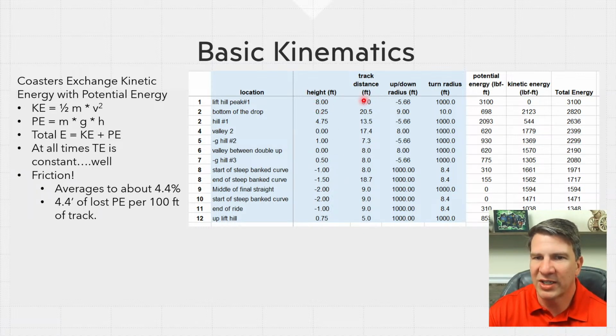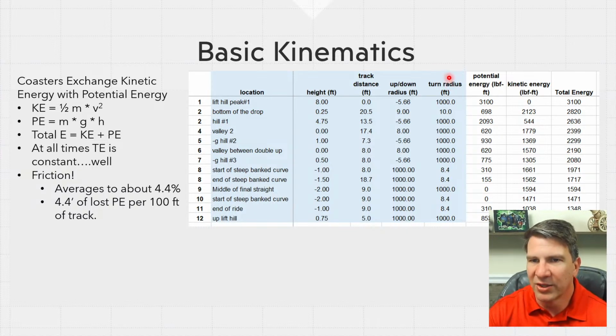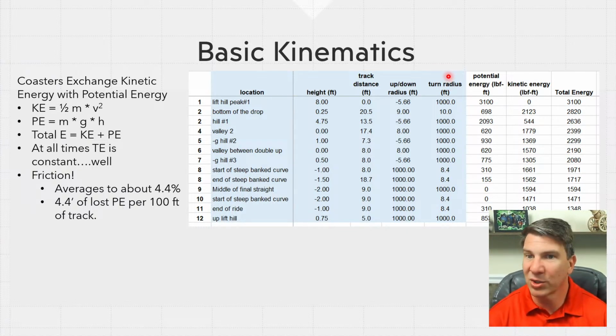And what I did was I specified that height. I specified the distance it was from the previous element. And so we're starting at the beginning. It's 0 feet. What's my radius up and down at that time? And what's my radius side to side? Now you notice here that I have a 1,000-foot turning radius. And the reason for that is if I want a straight piece of track, it's closer to a 1,000-foot radius than it is to a 1-foot radius. So the bigger radius there, the better. About 1,000 is where the math starts even factoring that in.